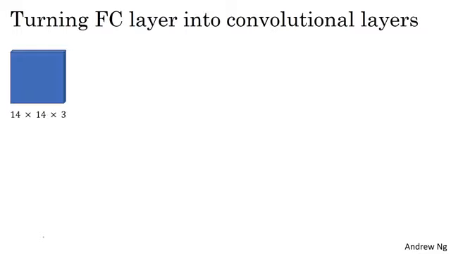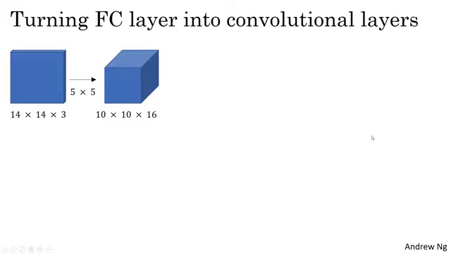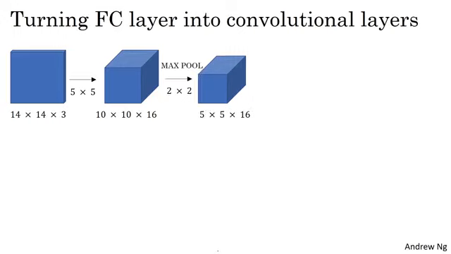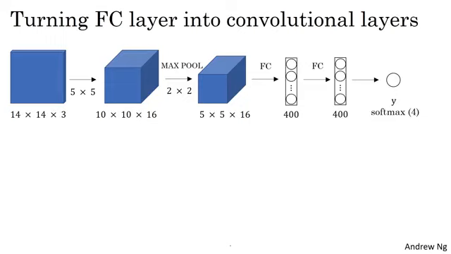So let's say that your object detection algorithm inputs 14 by 14 by 3 images. This is quite small, but just for illustrative purposes. And let's say it then uses 5 by 5 filters, and let's say it uses 16 of them to map it from 14 by 14 by 3 to 10 by 10 by 16. And then does a 2x2 max pooling to reduce it to 5x5x16, then has a fully connected layer to connect to 400 units, then another fully connected layer, and then finally outputs Y using a softmax unit.